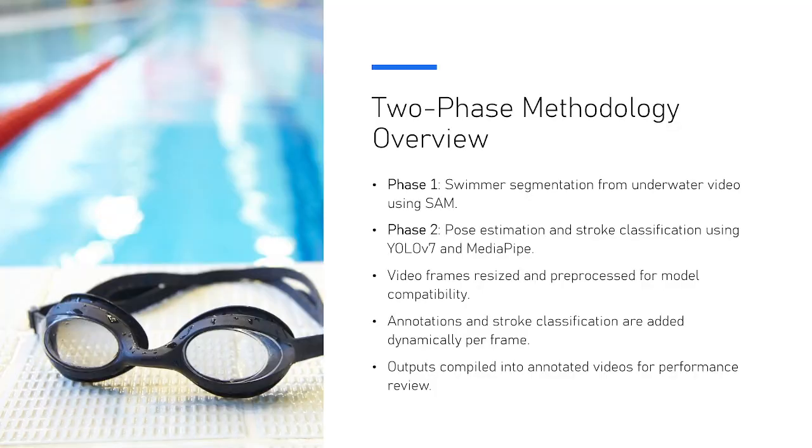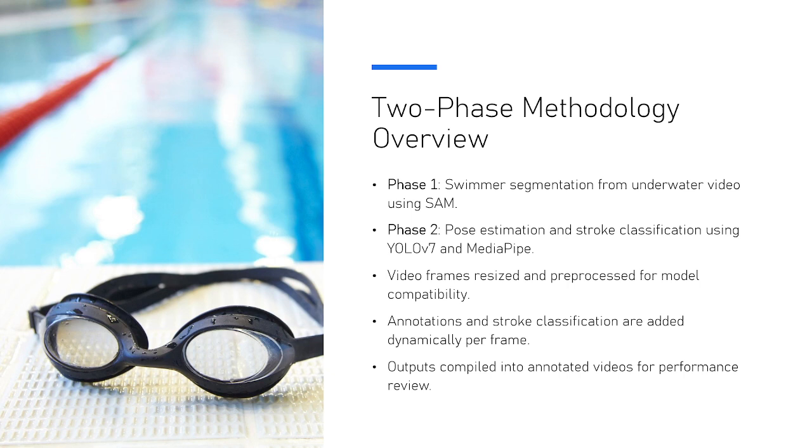So the methodology was simple. We use a two-phase methodology. Just an overview: phase one is swimmer segmentation from underwater video using SAM. Using the SAM model, we segment the images and analyze the posture of the swimmers using the SAM and YOLO models, and using frame-by-frame image analysis, we measure the movements, whether it is freestyle, backstroke, or the butterfly movement.